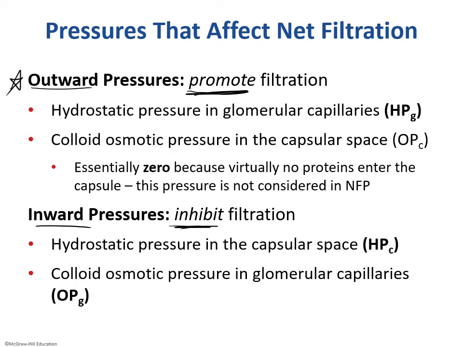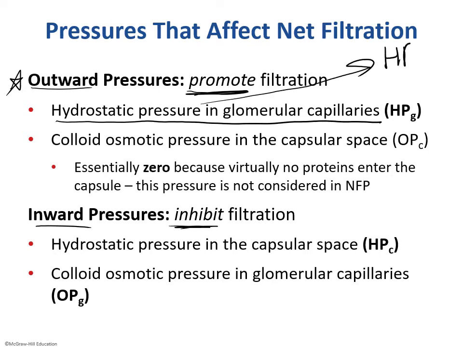For our outward pressures, a really big one that influences it is this first guy right here, the hydrostatic pressure of the glomerular capillaries. Hydrostatic pressure, just like when we talked about it before, is abbreviated as HP. There's going to be a little subscript letter for all of these that indicates what we're talking about. When we talk about the glomerular capillaries, it gets that little subscript G. I want to point this out because this other one here, this C, is for the capsular space. A lot of people get confused and say the C is for capillaries, but it's not.